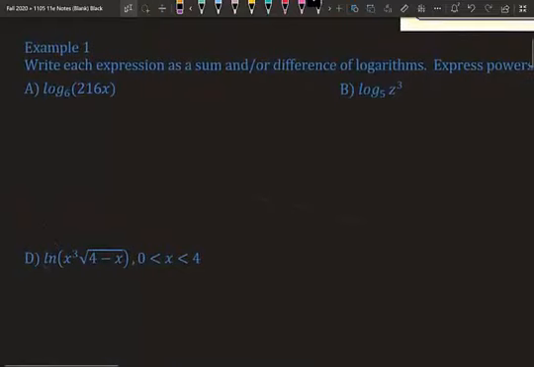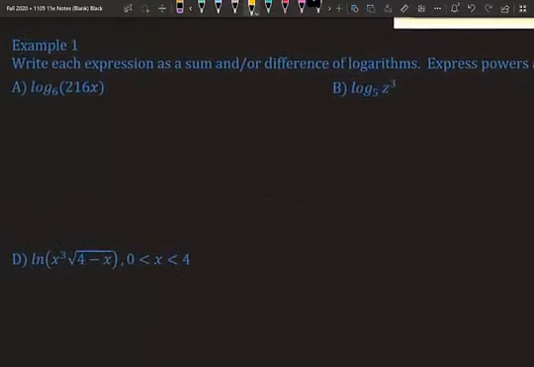We're going to practice with these. So we're going to write each expression as a sum and or difference of logs, express powers as factors. I'll talk more about that after. So what we're going to do is just write each expression as a sum or difference. That's telling us to expand. So we want to make this multiple logarithms. I know I'm going to have multiple logarithms, but I need to know what's happening inside the argument. So what is happening inside the argument?